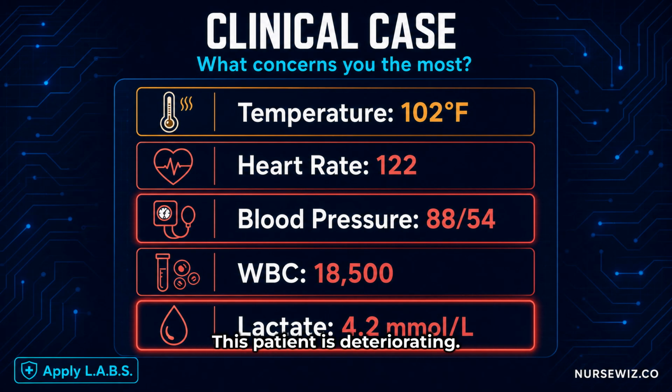Select the safest nursing action. This patient is deteriorating. Stay with them. Recheck the blood pressure, confirm IV access, apply oxygen as indicated, and notify the provider or activate rapid response per your facility's criteria. Initiate your sepsis protocol, then follow urine output and mental status, because those tell you whether perfusion is improving. You don't wait for the next set of labs to act on this.